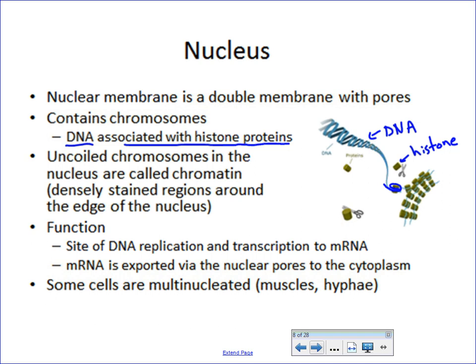Now, sometimes the DNA will have to uncoil, and uncoiled chromosomes in the nucleus have a special name, referred to as chromatin.